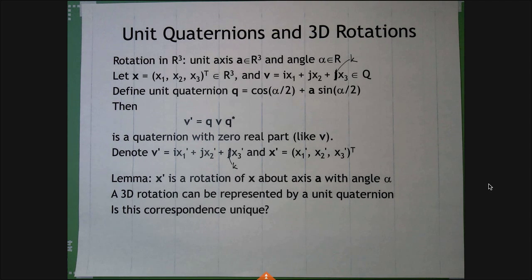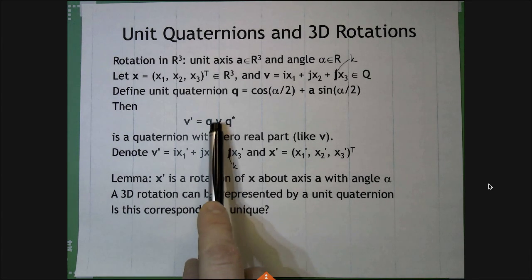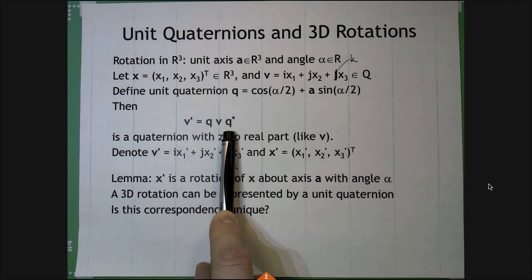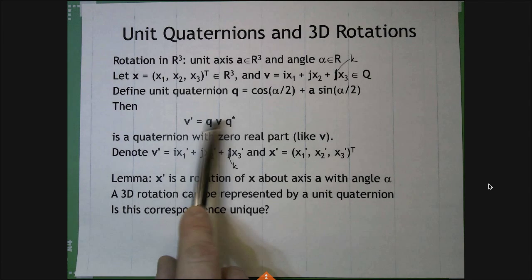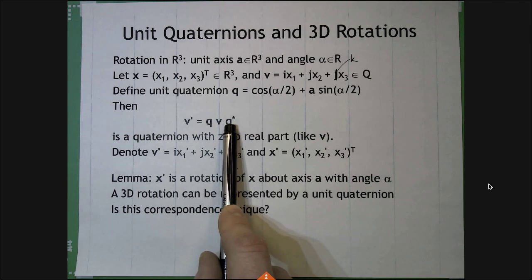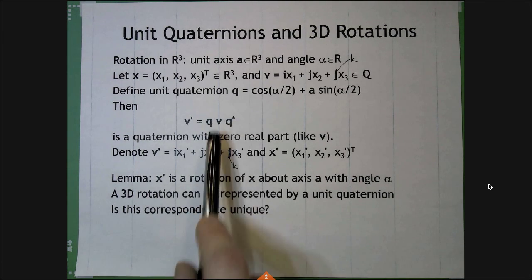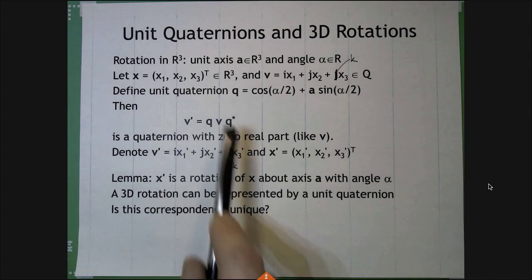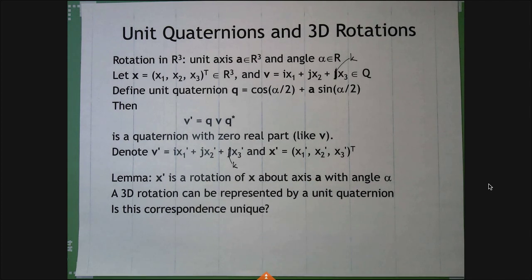Let me give you a second to reflect on that. So what happened here is that this funny product, which some people call the sandwiching product, I don't know if they call it that because they are hungry or because this looks like a sandwich, Q and Q star, Q conjugate here. This double product with quaternions exactly implements a 3D rotation.